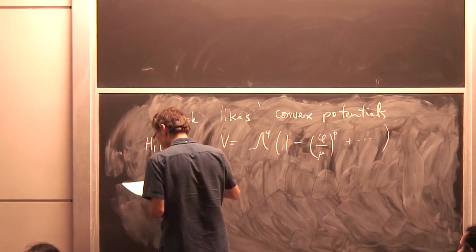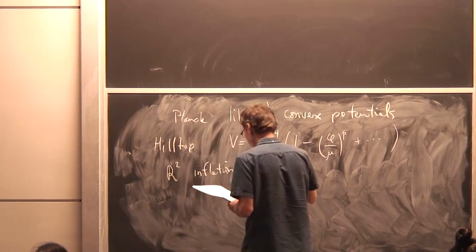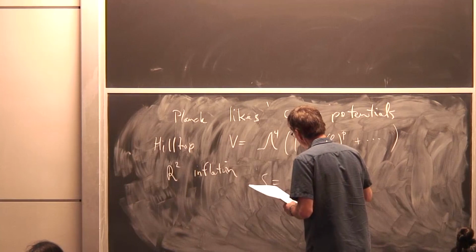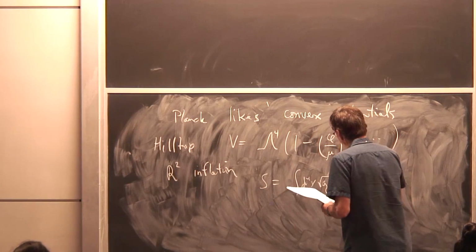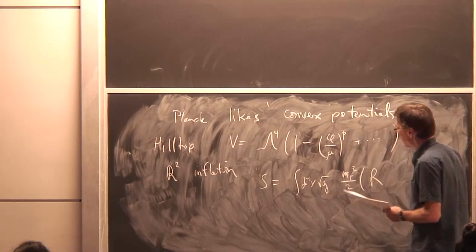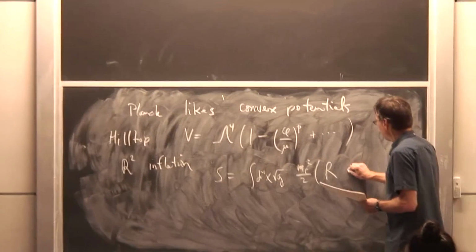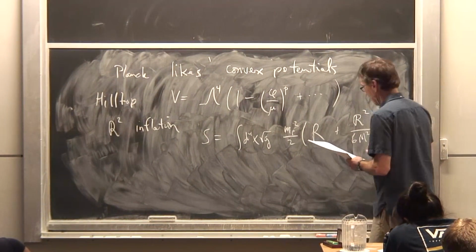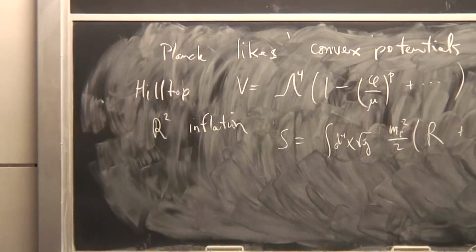But I'll just write down this model, R squared inflation. And so it's just a model of gravity where, in addition to the Einstein-Hilbert contribution, you just put in R squared with some inverse powers of mass coefficient.